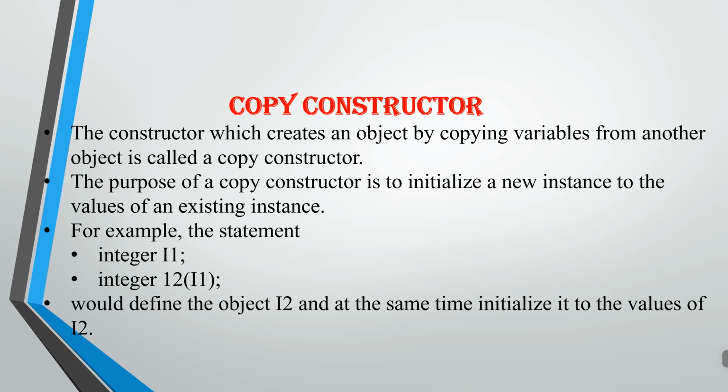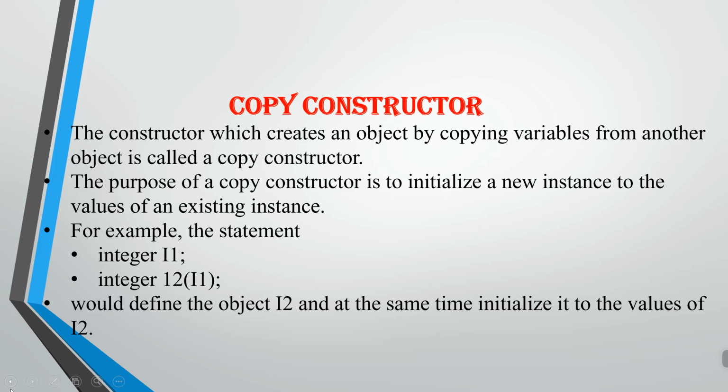Now, let us go to the third type of constructor, which is called a copy constructor. Let's see what is the meaning of a copy constructor. It is a constructor which creates an object by copying the variables from another, similar object. So a copy constructor is a constructor which creates an object by copying the variables from another object.